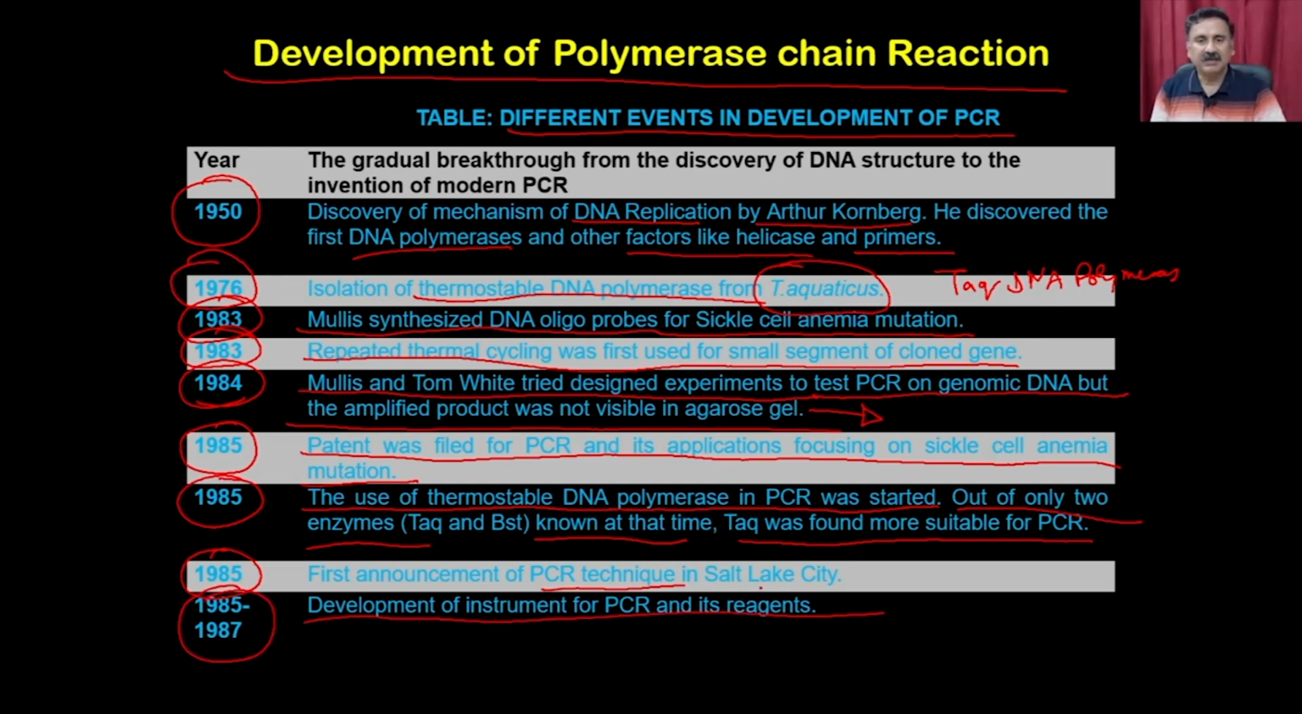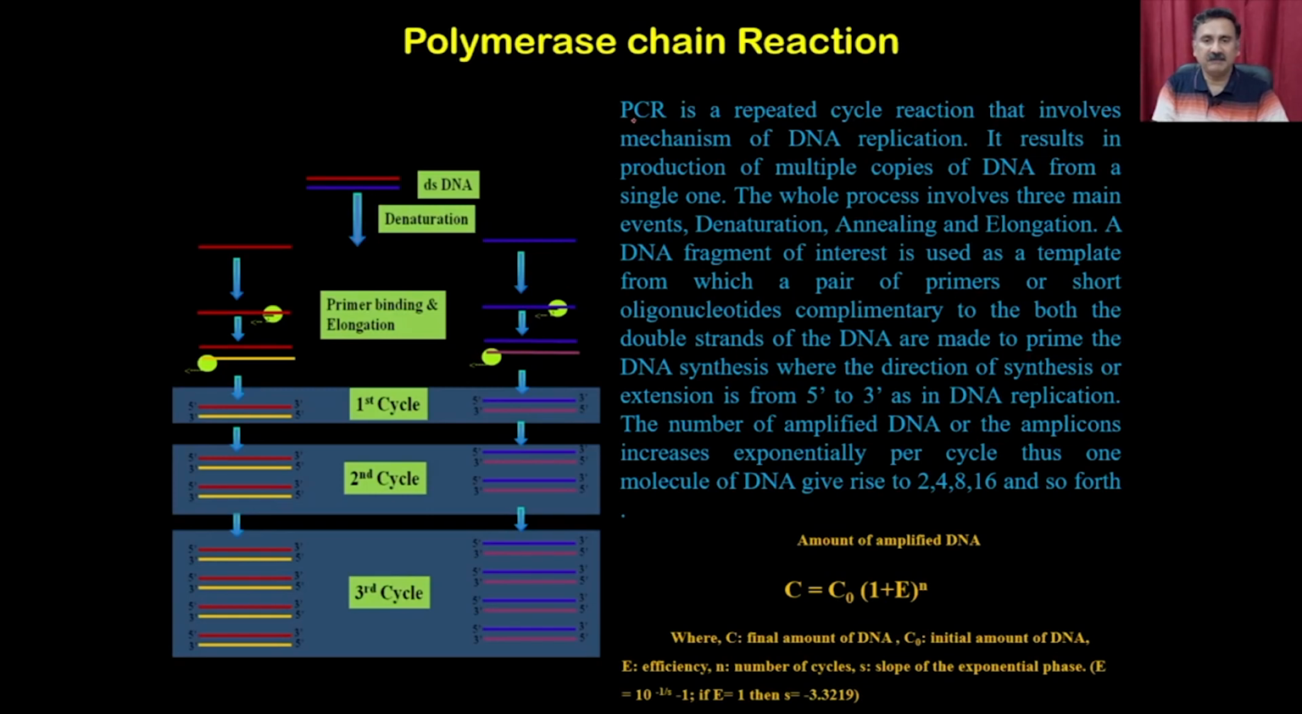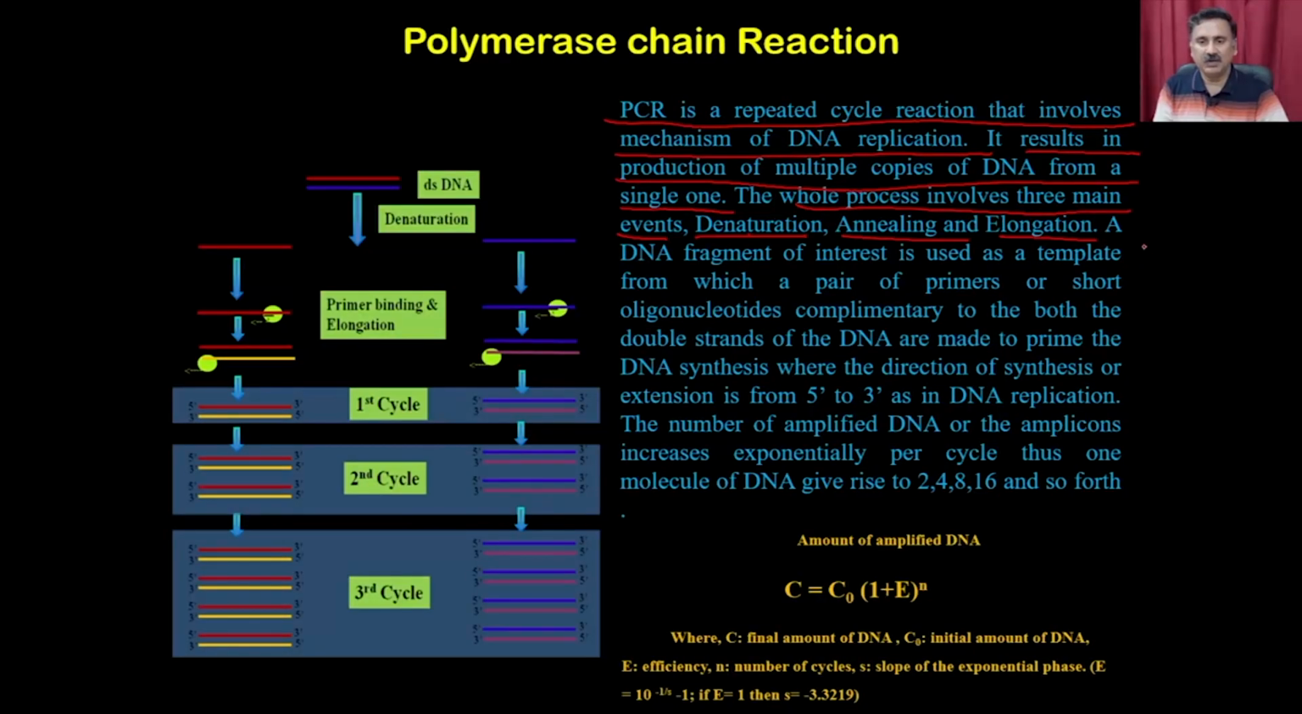So in a typical PCR, what happens is that PCR is a repeated cycling reaction that involves a mechanism of DNA replication. It results in the production of multiple copies of DNA from a single one. The whole process involves three main events: denaturation, annealing, and elongation. Denaturation is the first step, which is very close to an initiation step. Then annealing, where the primers anneal and the DNA synthesis will start. And then we are also going to have elongation.